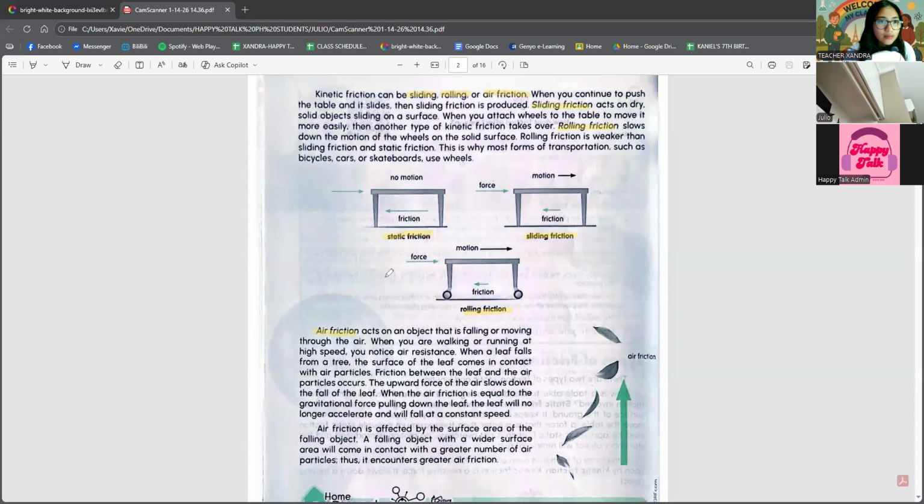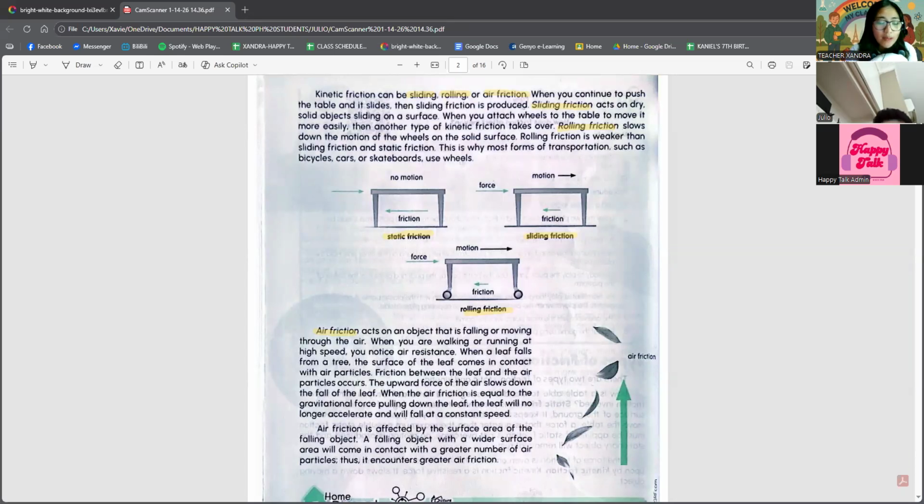Can you explain why sliding friction is slower? Okay, let's first, I'll explain the static one first. Static friction means no movement yet.